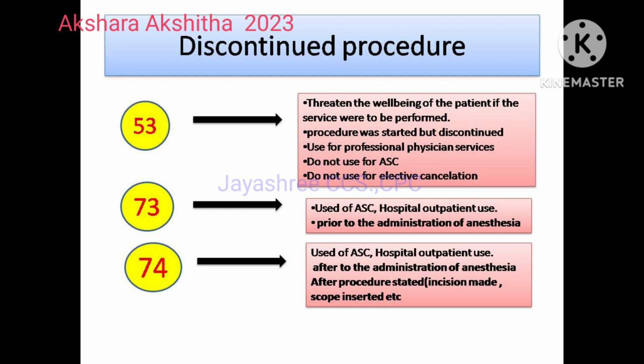So there are three discontinued modifiers: the 53 modifier, 74 modifier, and 73 modifier. For the 53 modifier, anesthesia was given and the procedure also started, then they stopped the procedure in professional physician services. Okay. If it is planned, we should not use it. And 73, 74: 73 is prior to administration of the anesthesia, and 74 is after administration of the anesthesia.